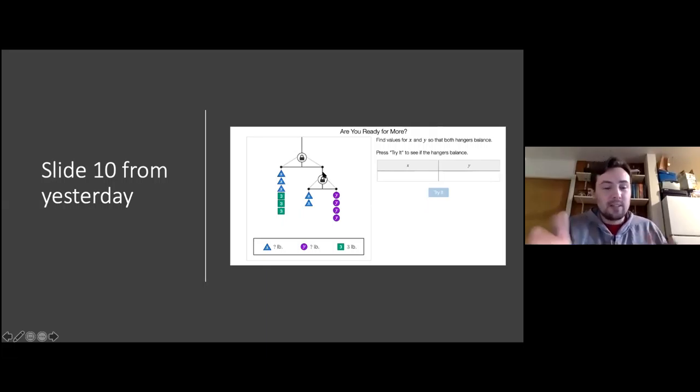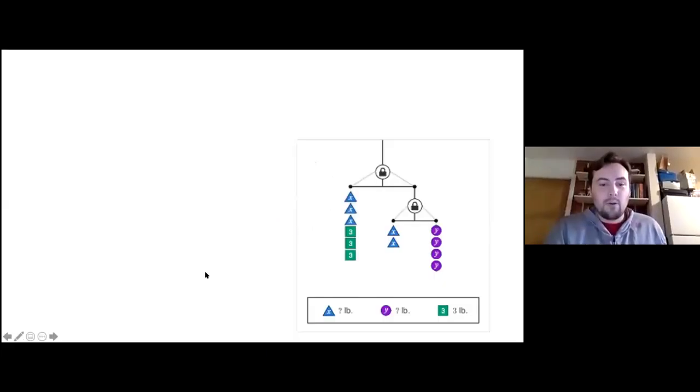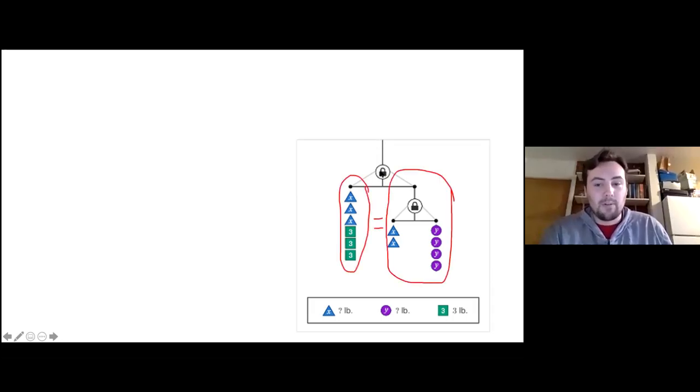So this was slide 10 from yesterday. Essentially we had two hangers that you're trying to balance both of them. So how do we go about doing this? We want to look at this hanger. In order to balance both of them, we have to make sure that this whole side of the hanger equals this whole side, because this first hanger is most important.